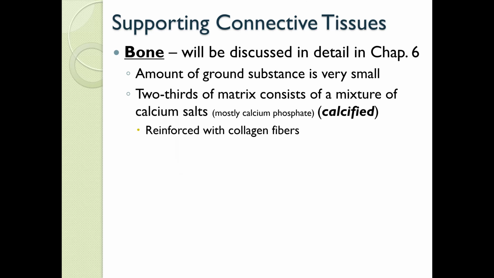2/3 of the matrix of bone consists of a mixture of calcium salts, mostly calcium phosphate, and we call this calcified. So that's why we say that your bones are calcified, because they have this hard mixture of calcium salts. And then the other part of the matrix is composed of collagen fibers. So you basically have like this meshwork of collagen fibers with this calcium phosphate packed in between.